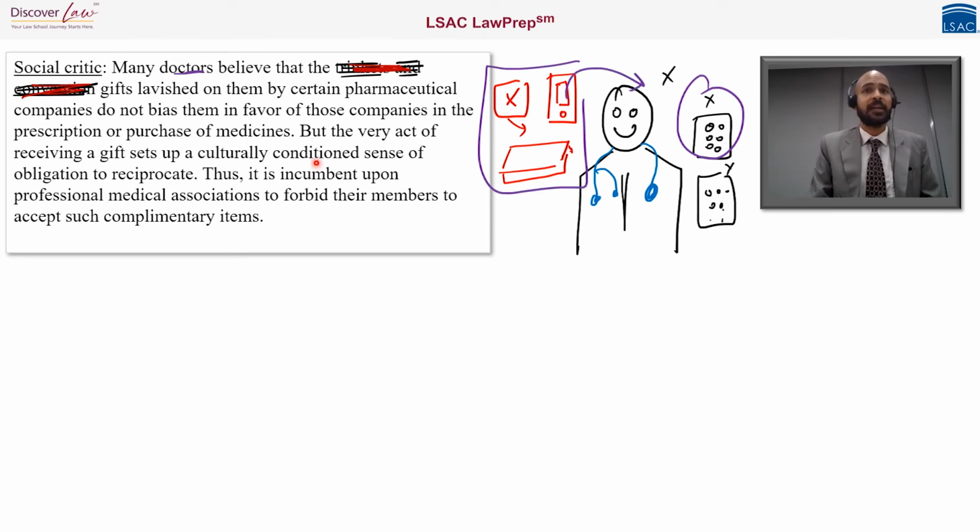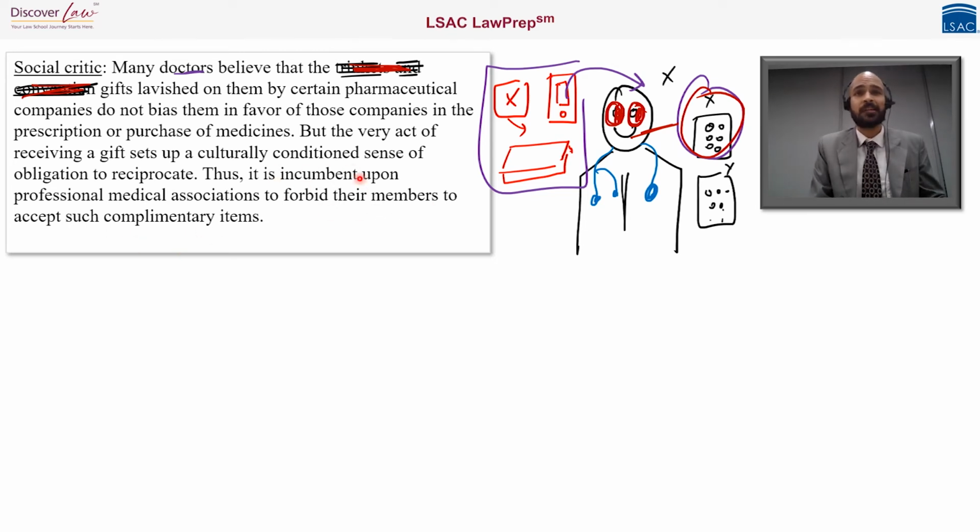It goes on to say that, but the very act of receiving a gift sets up a culturally conditioned sense of obligation to reciprocate, which means that once he receives this, there's a mindset because of which he may want to reciprocate, and he may be inclined towards X because it's culturally conditioned. And then the argument goes on to say that thus it is incumbent upon professional medical associations to forbid their members to accept such complementary items.